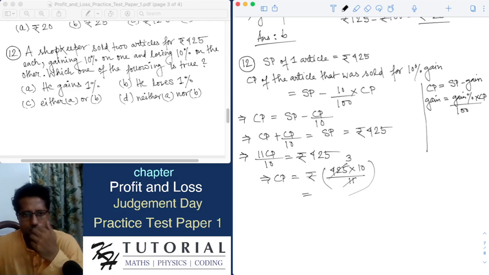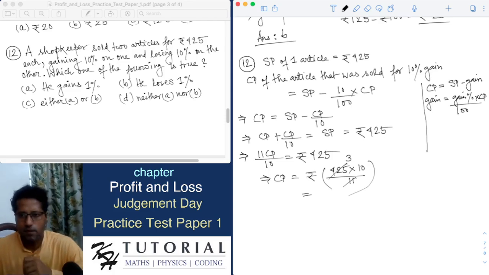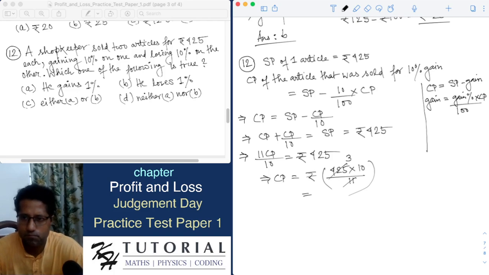The shopkeeper sold 2 articles for rupees 425 each. Gain is given to be 10%. So gain is 10 by 100 into CP. So CP equals SP minus 10 by 100 into CP, which is CP by 10. This implies CP plus CP by 10 equals SP, which is 425. Then we have 11 CP by 10 equals 425. So CP equals 425 into 10 by 11.